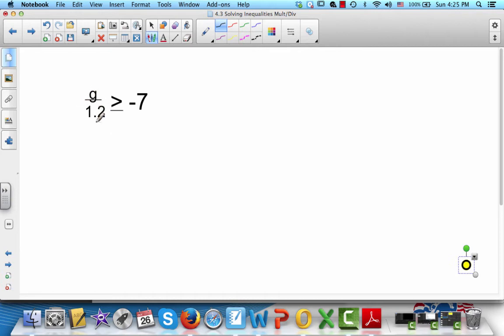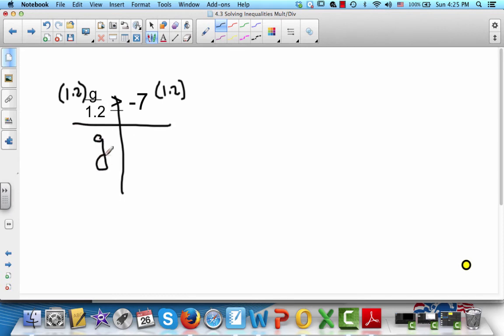So we've got g over 1.2, so that means we're going to multiply by 1.2 on both sides. And that gives us g is... Now, did you switch the direction of the sign? I hope that you didn't, because see, this time we multiplied by 1.2. We didn't multiply by a negative number. Negative 7 is in there, but we're not multiplying by a negative number. We're multiplying by a positive 1.2, so we do not switch the direction of the sign.